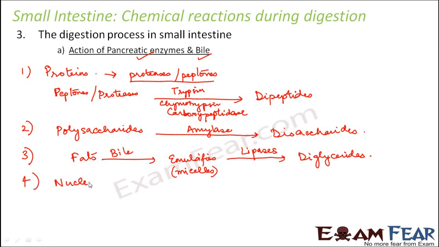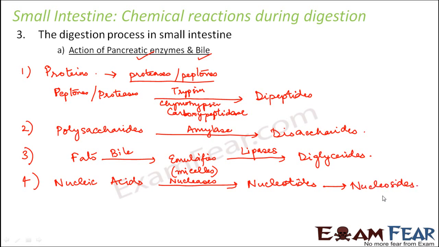The last one would be the nucleic acids. The nucleic acids are also acted upon by enzymes called nucleases and they convert them into nucleotides, which further get converted into nucleosides by the action of nucleases. Similarly, diglycerides also get converted into monoglycerides on further action of lipases. So what is happening here?